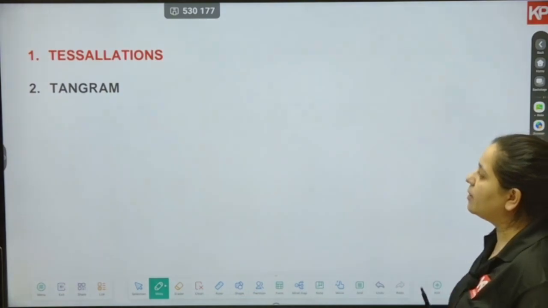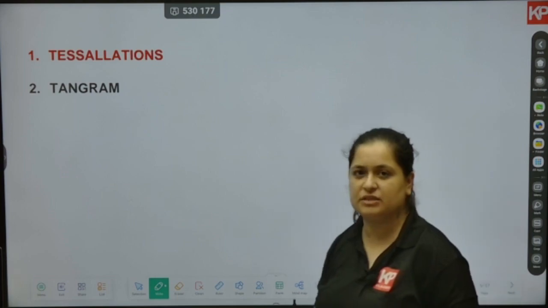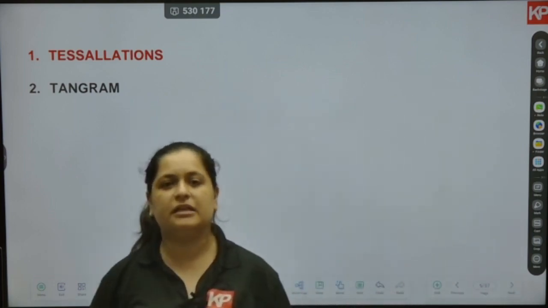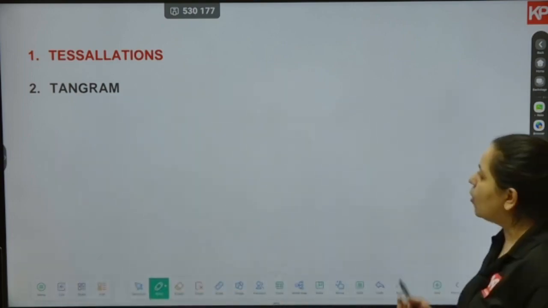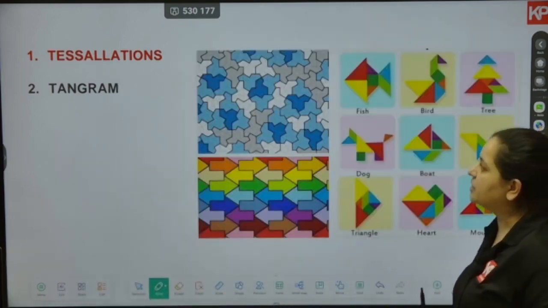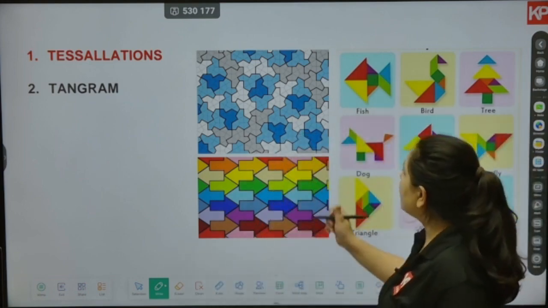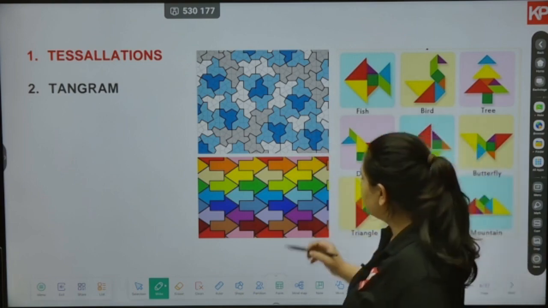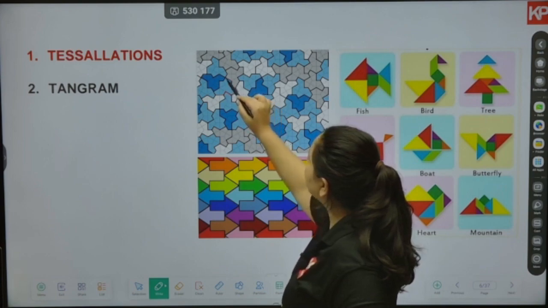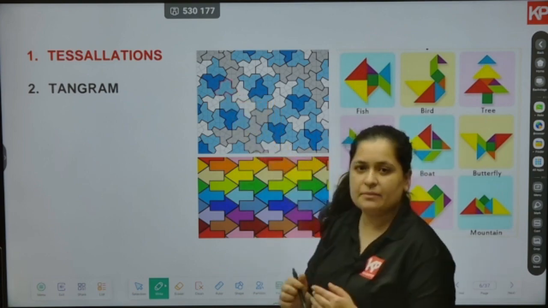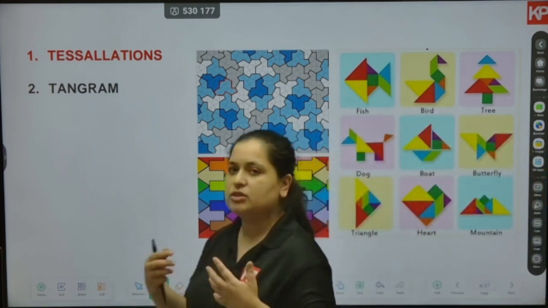Let's talk about today's focus, that is tessellation. Now under this particular topic, based on the previous year's questions, we have subdivided this topic into two, that is one tessellation and two is tangram. Now what are these? Tessellation is basically repetition of a shape or an object. It can be rotated also, but the key is that it needs to fit exactly into the previous shape without leaving any gaps. It can be fitted one behind the other, or it can be rotated 90 degrees or 180 degrees so that it fits.